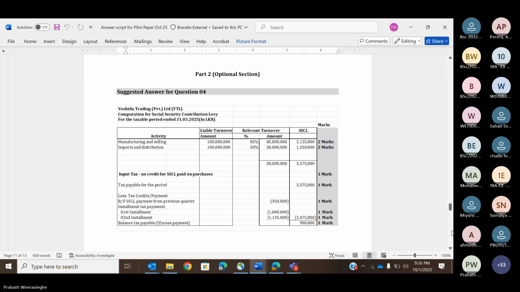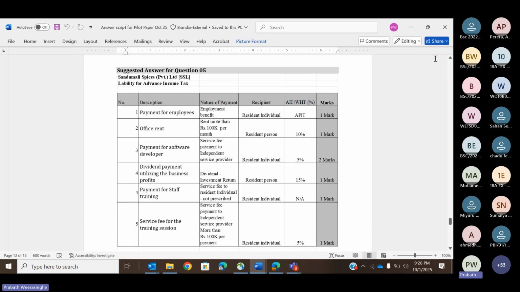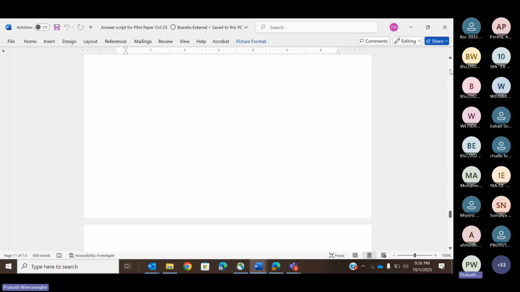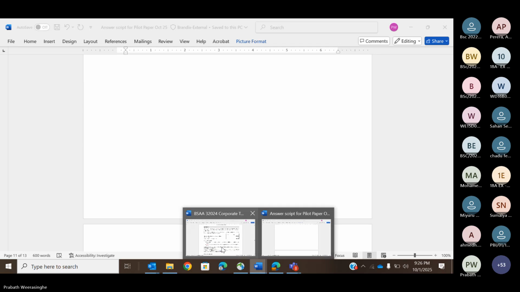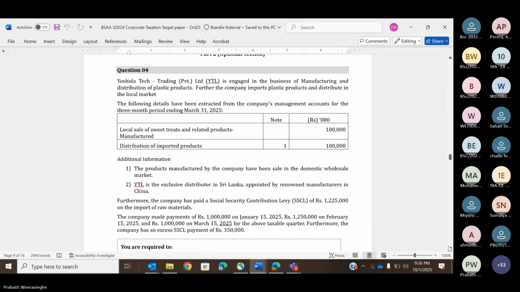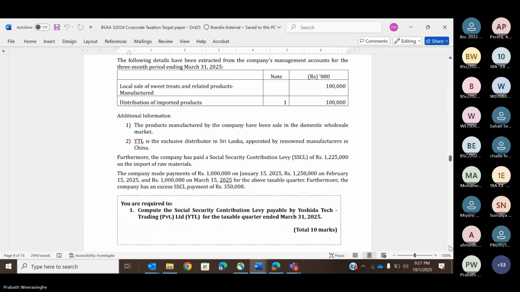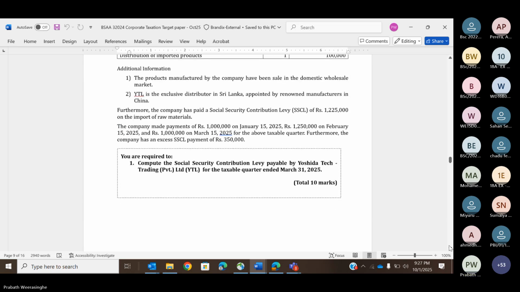Right? Apart from that, it can be a question like when the SSCL return needs to be submitted, and what the payment due date is. That type of question should be there. Remember, return submission date and payment due dates. So this type of question can be tested.